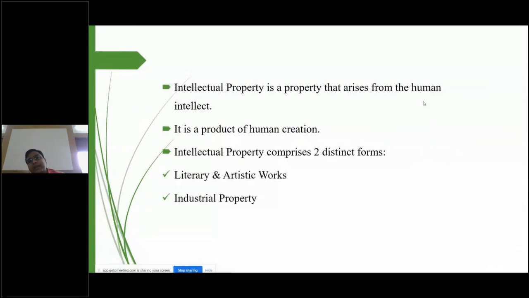It is a property that arises from the human intellect. It is the product of human creation, and intellectual property comprises two distinct forms: literary and artistic work, and industrial property.